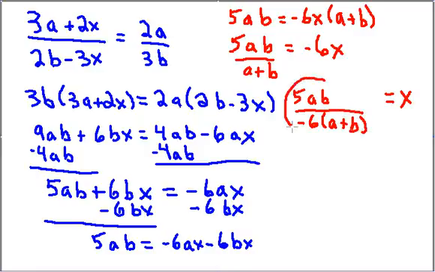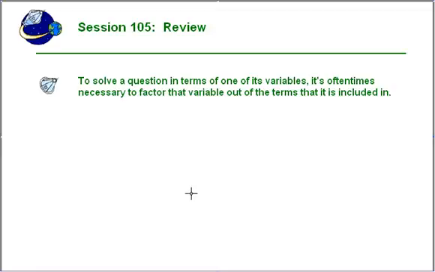So what we've finally done here is we have rewritten this formula in terms of x by getting x all by itself on one side of the equation. And in this particular algebraic strategy, at one point here, we had to factor out the x from our common terms to be able to get to our final form here. And that's just what we stated as a review. To solve a question in terms of one of its variables, it's oftentimes necessary to factor that variable out of the terms that it's included in. That'll finish up session 105.